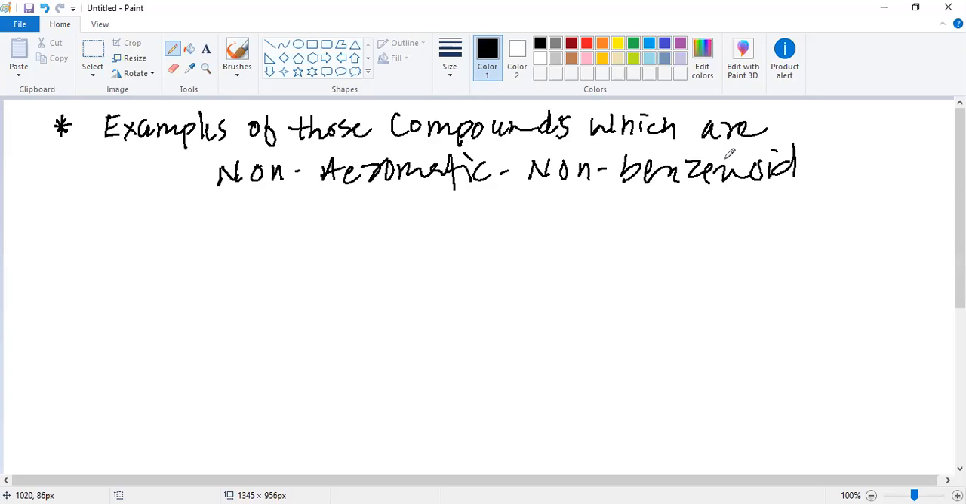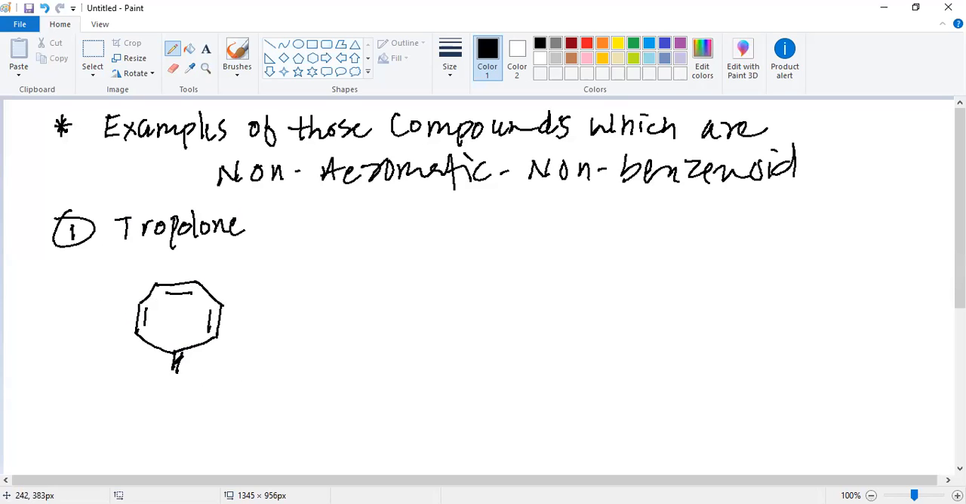Very good. So now we are going to study the examples of those compounds which are non-aromatic or non-benzenoid. So let me give you the first example. The first example is tropolone. Tropolone is a compound which has a single ring with 7 carbons. This tropolone has also got 3 alternate double bonds.